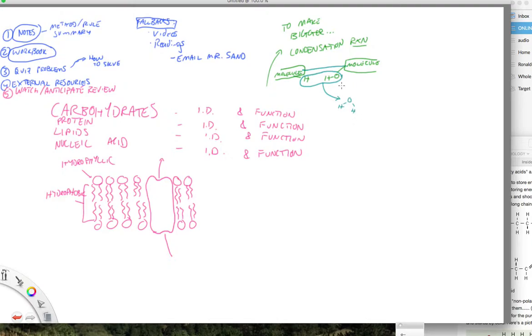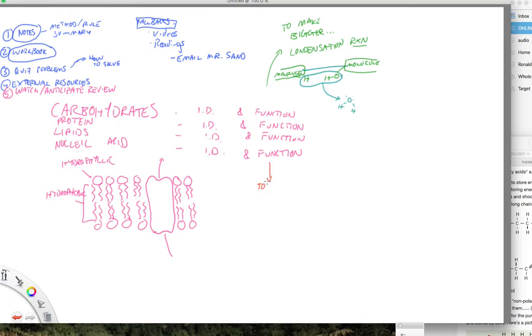Yeah, and this is called a condensation reaction because water comes out. This is water right here. Right, so that's to make it bigger. What about to break it down? If you want to break it down, what do you got to do for these molecules?